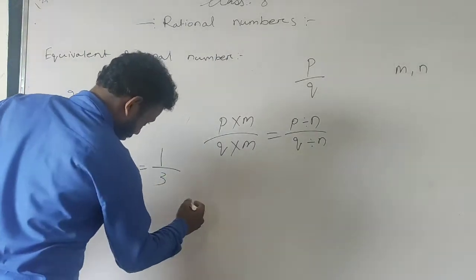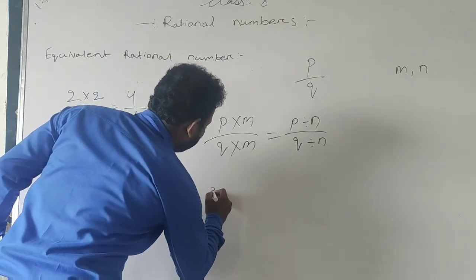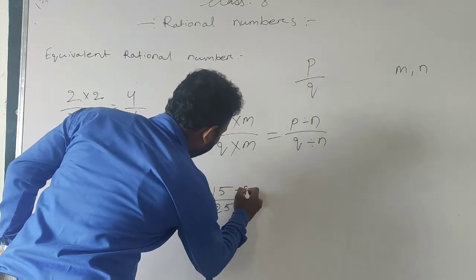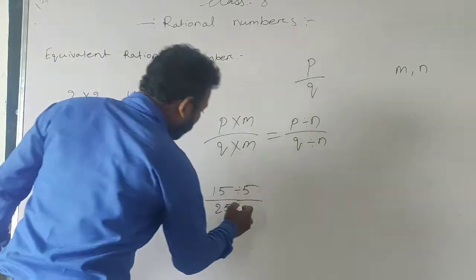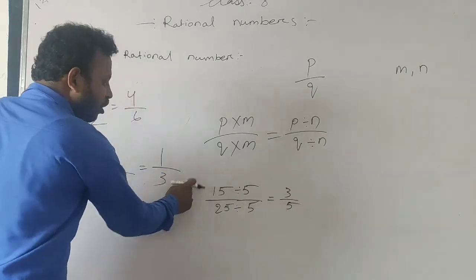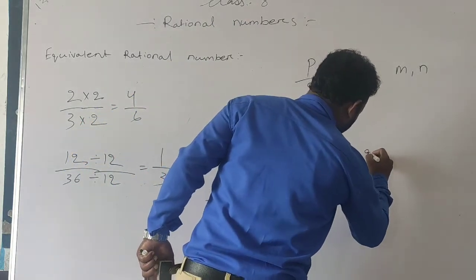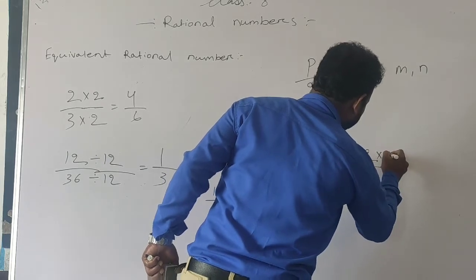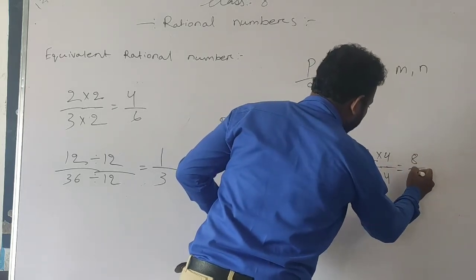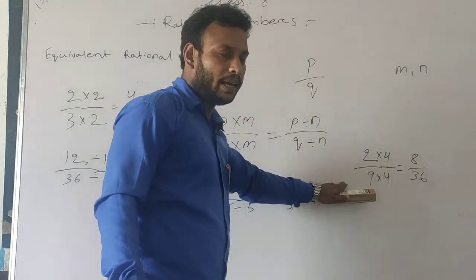Let's take the next example. Suppose 15 by 25. Here we divide the numerator by 5 and in the denominator we also divide by 5. 5 threes are 15, 5 fives are 25, so 3 by 5 is an equivalent fraction of 15 by 25. And here is an example of multiplication: 2 by 9, multiply by 4 and multiply by 4. Here 8 by 36 is an equivalent fraction of 2 by 9.